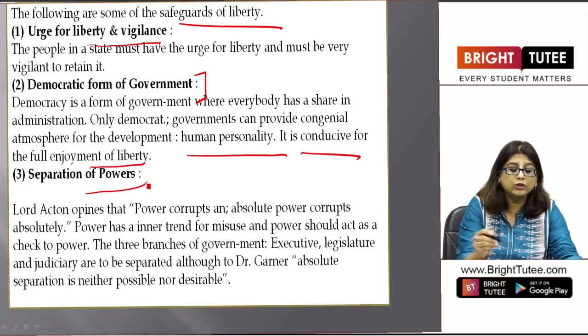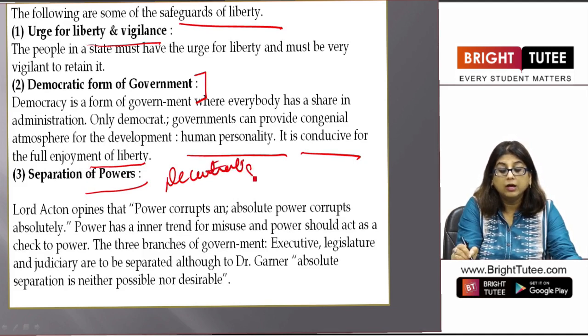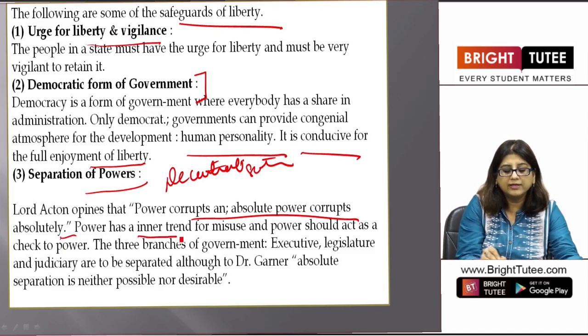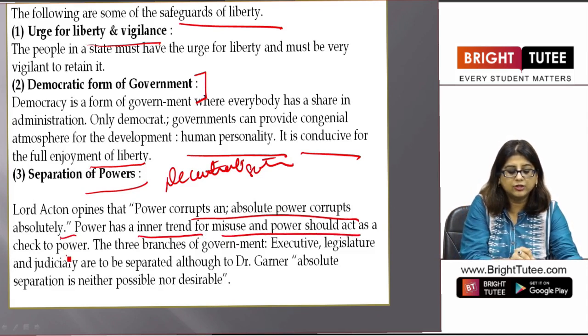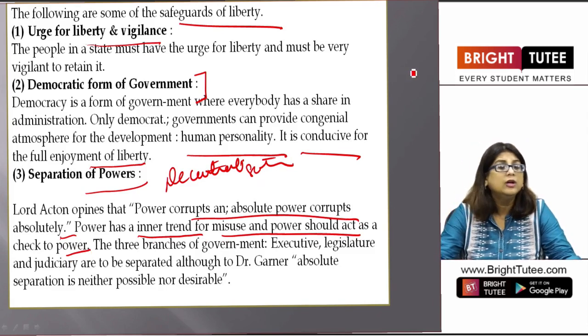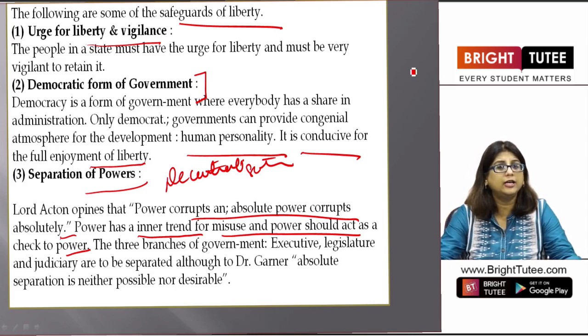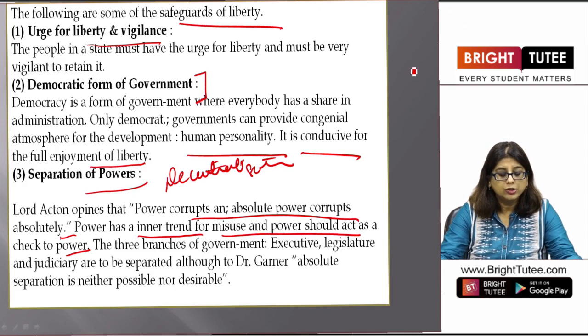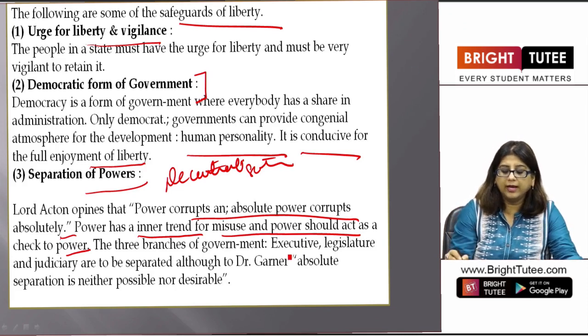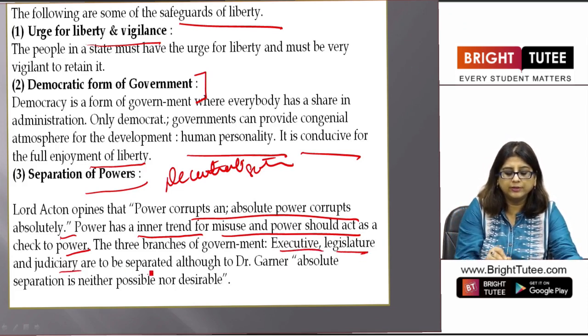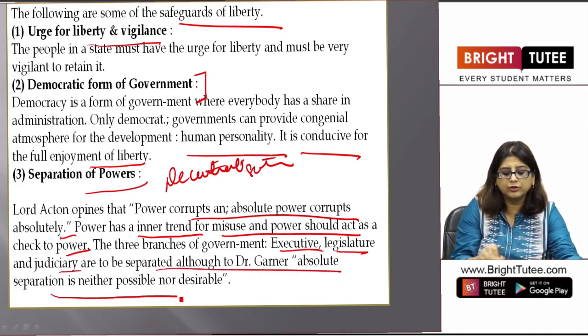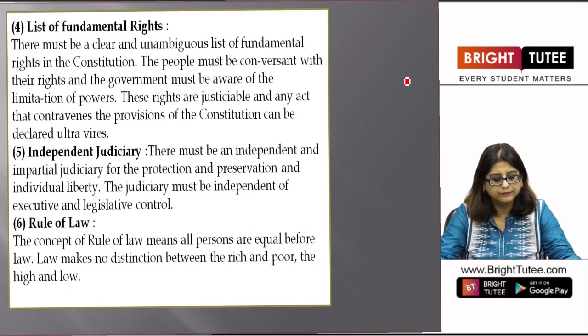And how the separation of powers is done, I have told you, the decentralization. That means from upper to lower level, power corrupts and absolute power corrupts absolutely. Power has an inner trend of misuse, and power should act as a check to power. Obviously, when somebody has power, it is not necessary that the person would use that power in a positive way. He or she might take it for granted and go in the wrong direction too. So, the three branches of government, executive, legislature, judiciary, are to be separated, although, as Dr. Gardner says, absolute separation is neither possible nor desirable.